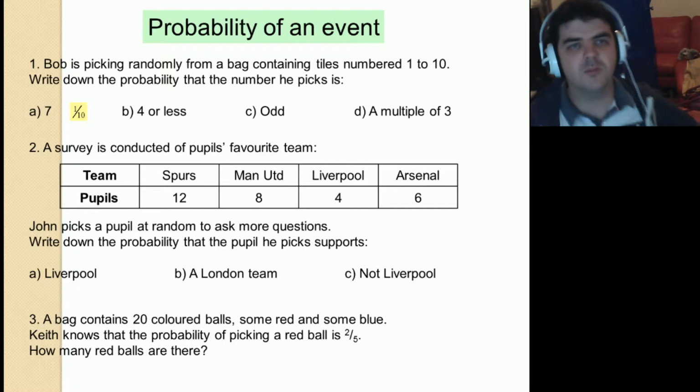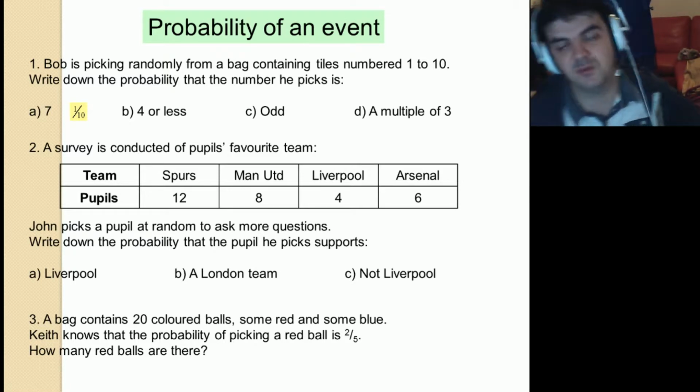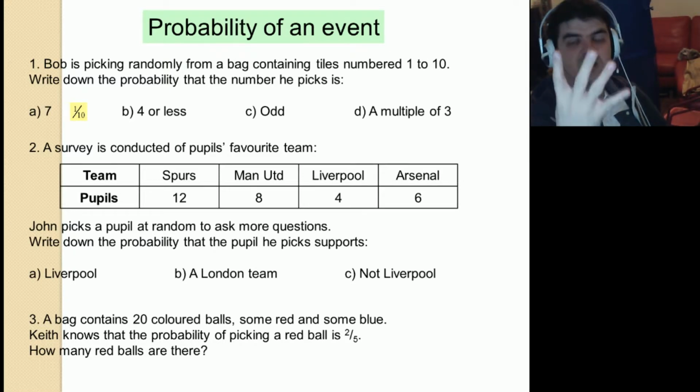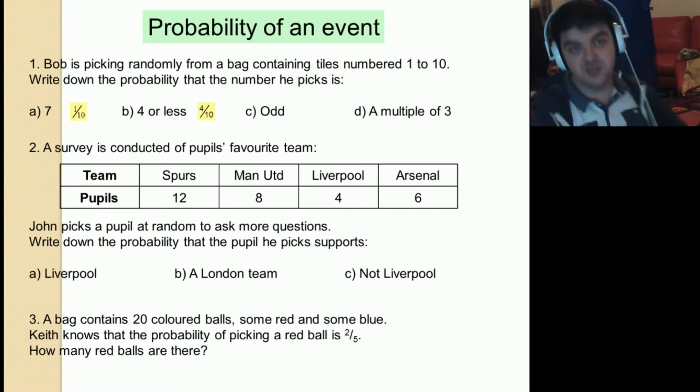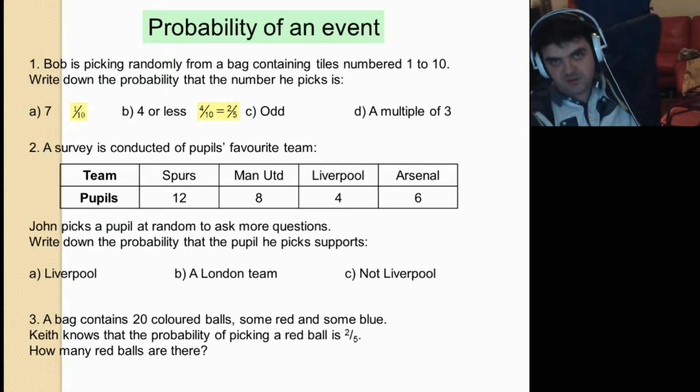What about the probability of picking a tile that's 4 or less? Well, that will include the tile that says 4, 3, 2, or 1. So there are 4 tiles there, so the probability would be 4 over 10, which you could simplify down to 2 over 5 if you really want to.